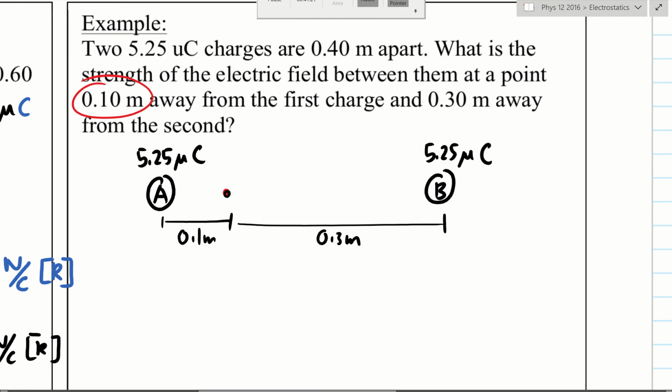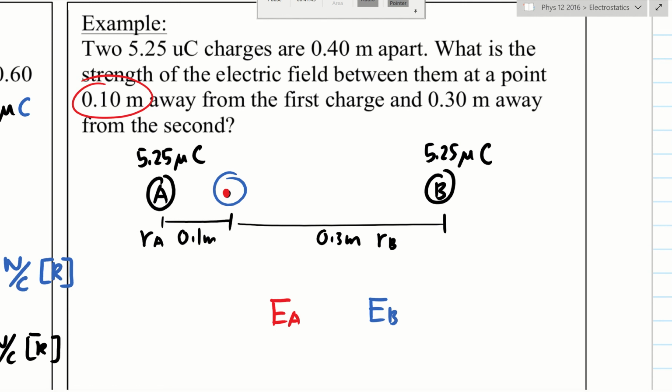Now, this is like your radius or your distance B and distance A, right? So that's the reason why we separated. Okay, let's look at the electric field. All right, which way does EA point and which way does EB point? On this point, which way does EA point?